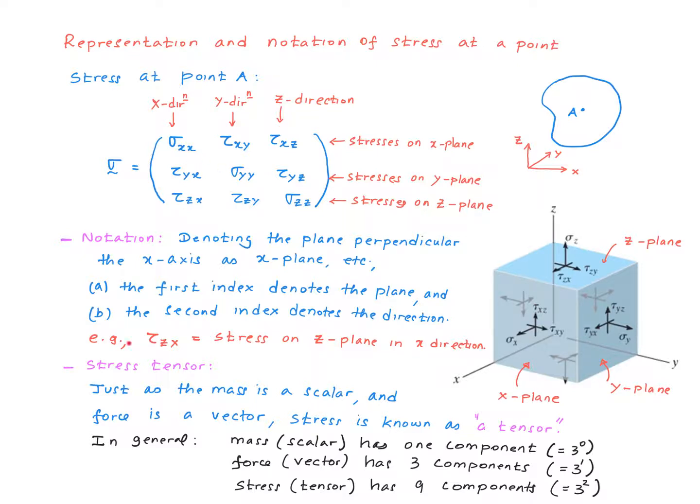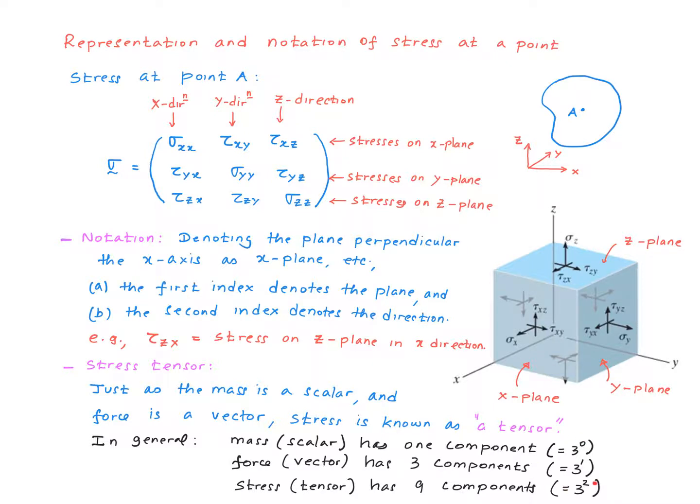Let me also introduce this terminology that you probably haven't heard of so far. Stress is called a tensor, T-E-N-S-O-R. Remember, mass is a scalar, right? We only need one component to represent a mass. Force is a vector. We need 3 components to represent a force. Stress is a tensor. You need 9 components to represent a stress. But of course, with the complementary shear stresses, it reduces to 6 components eventually.